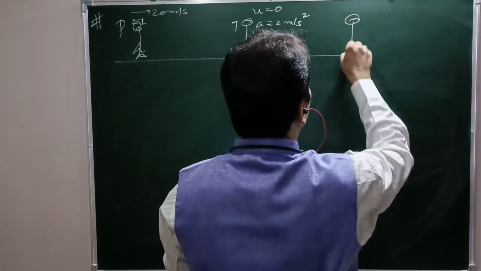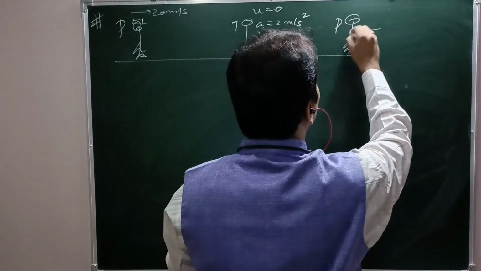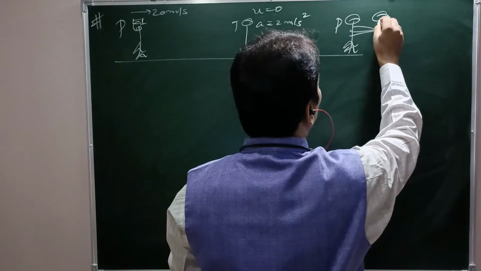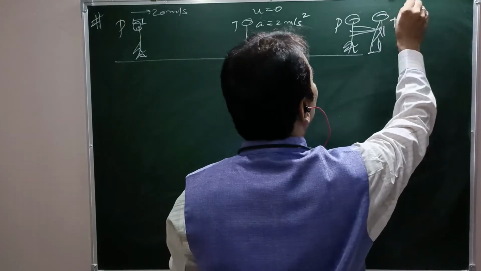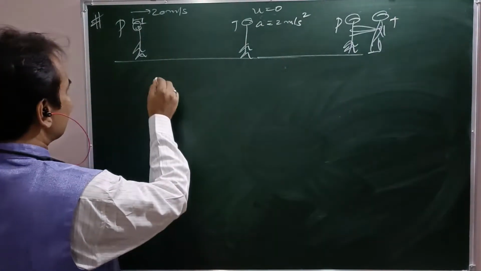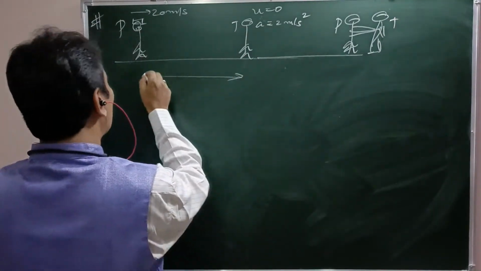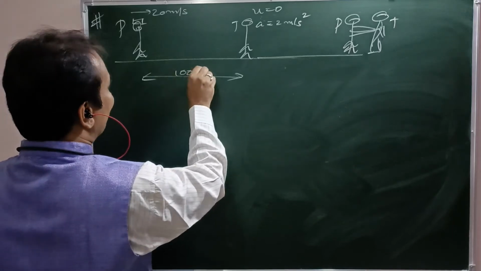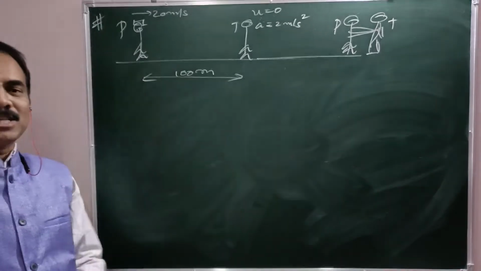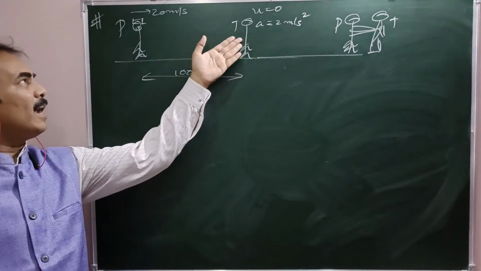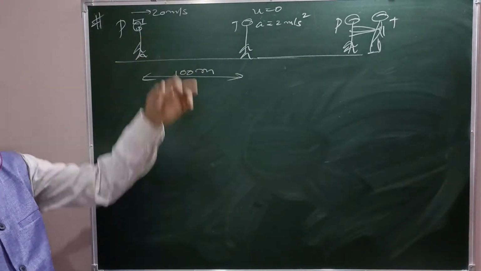Somewhere here, the policeman catches the thief. Now, what is the initial separation between these two? That is 100 meters. So, this is the initial separation between the policeman and the thief. Once again, the particulars of the policeman and thief.